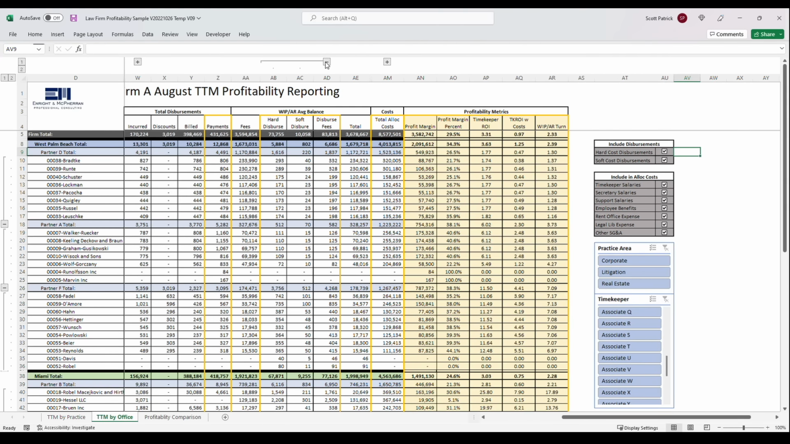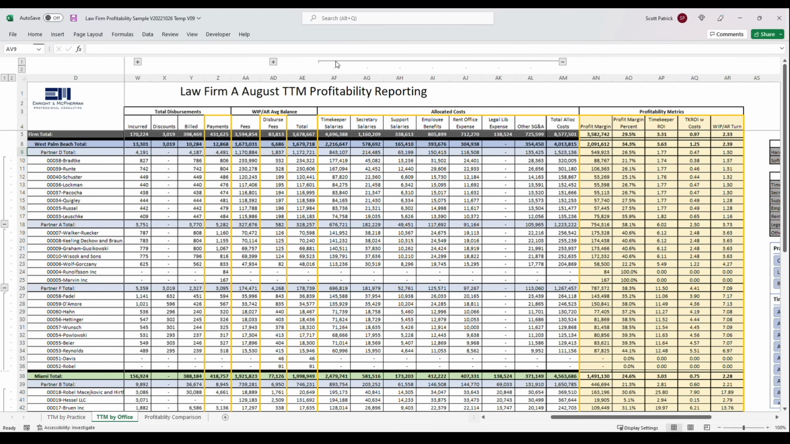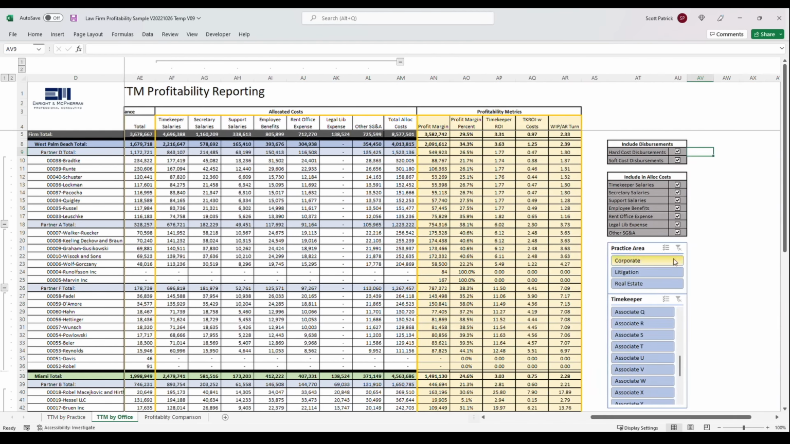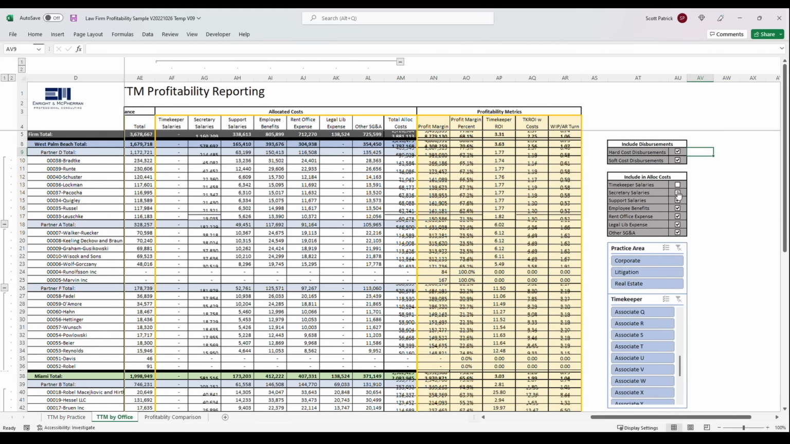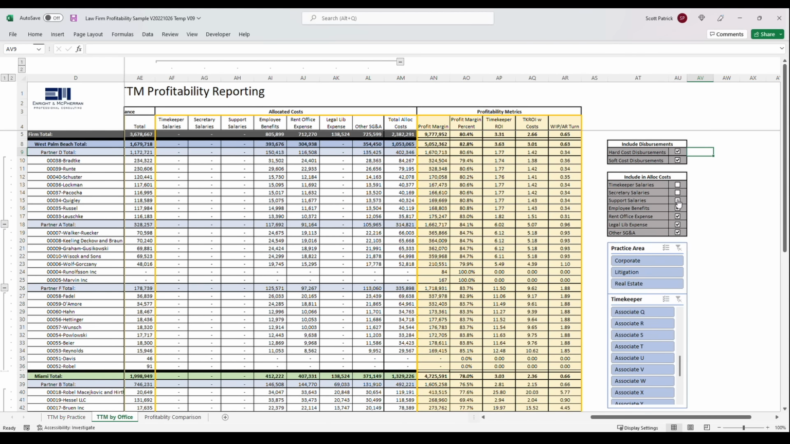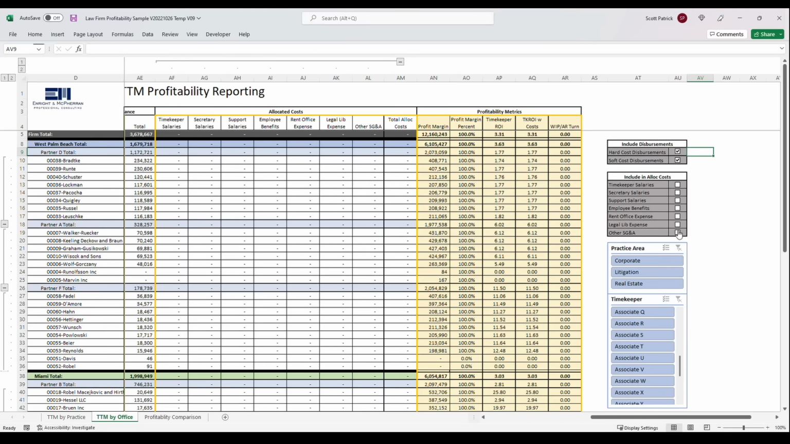Then if we move to the costs, each of the costs as you go can be excluded. And you note that not only do the amounts over here go to 0, but you see that the calculations also change. And it's just as easy to take them out or to add them back in.